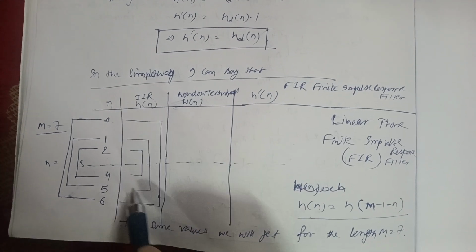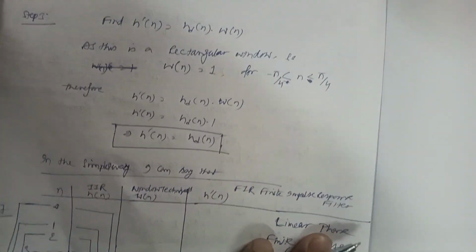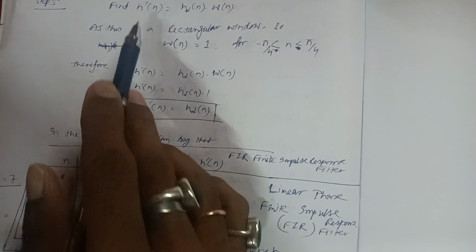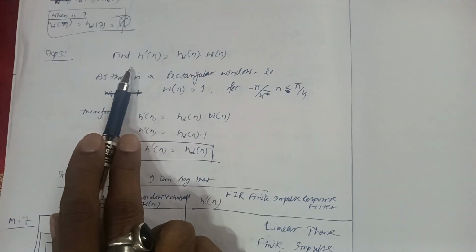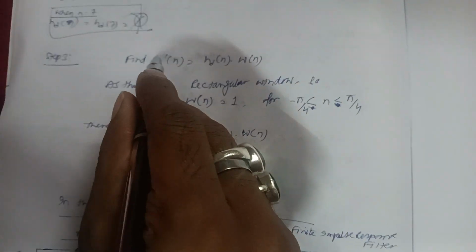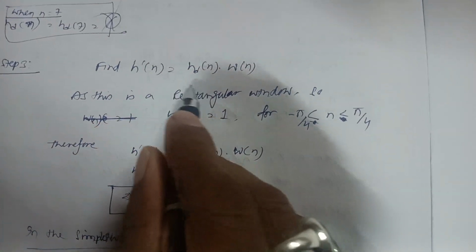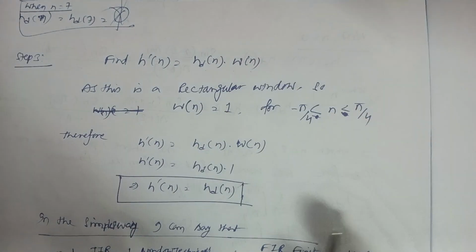Here also it is the same for hd of n. That is why we are not going to find this value directly; we can place the same values in the opposite positions. So finally we have to find this FIR filter value. This is our final output: h dash n equals hd of n into w of n.